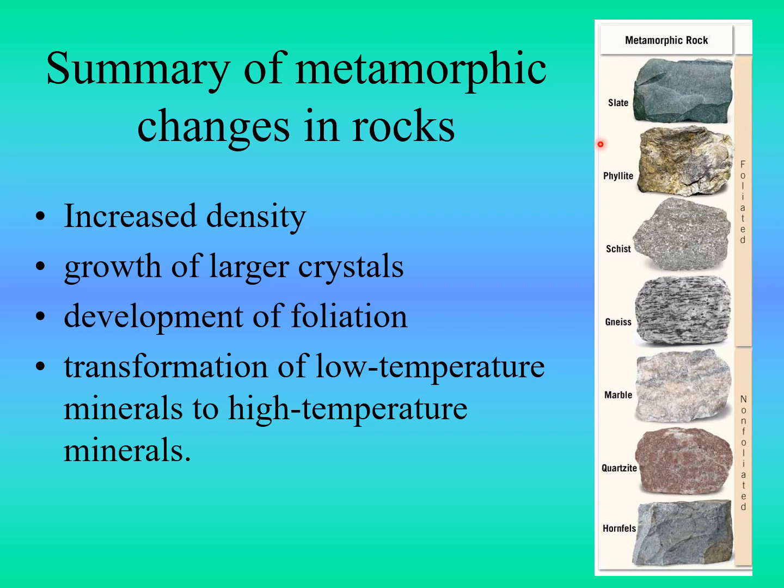So in summary, metamorphic rocks change density. They usually cause an increase in density. You get the growth of larger crystals. You get the development of foliation, right? When there's differential stress and those rocks are beginning to shear. And you get a transformation of low temperature minerals like a quartz to a higher temperature mineral like a garnet, okay? And this is sort of the sequence here for foliated rocks.